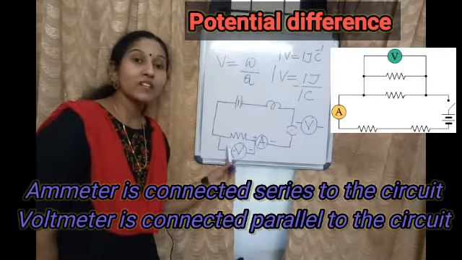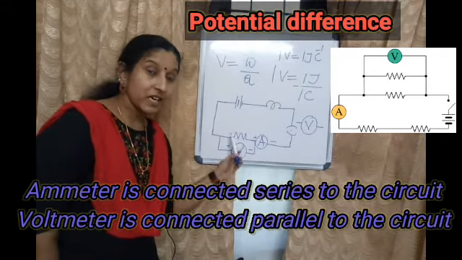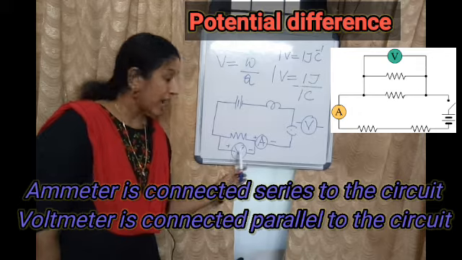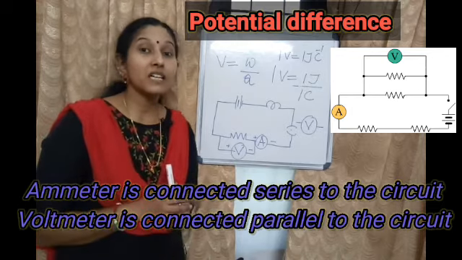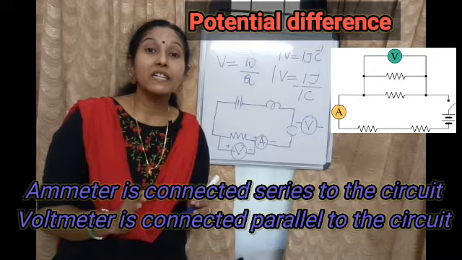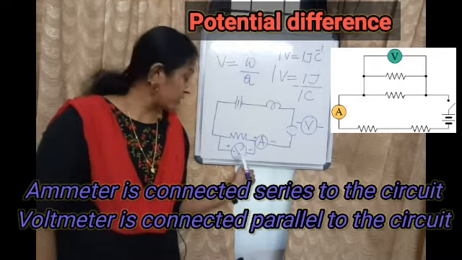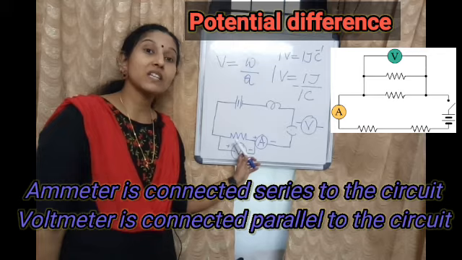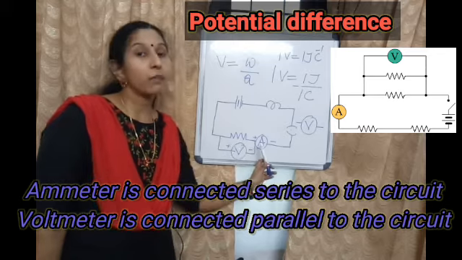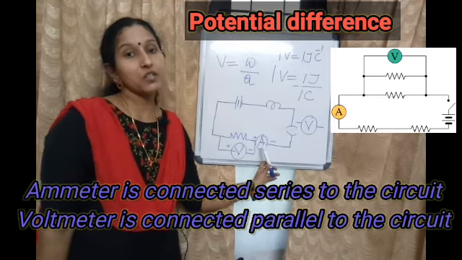So how is the voltmeter connected? Voltmeter is connected in parallel to the circuit and ammeter is connected in series to the circuit. It's very important. How is the voltmeter connected? Voltmeter is always connected in parallel to the circuit. See, this wave's connection is parallel connection. Okay. So voltmeter is connected in parallel to the circuit and ammeter is connected in series to the circuit.